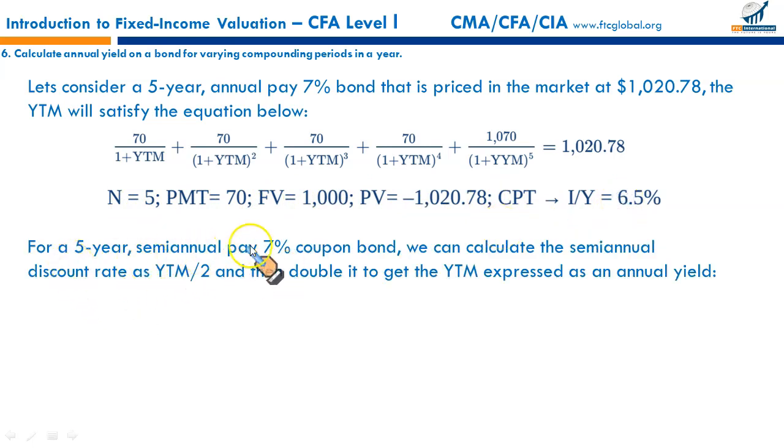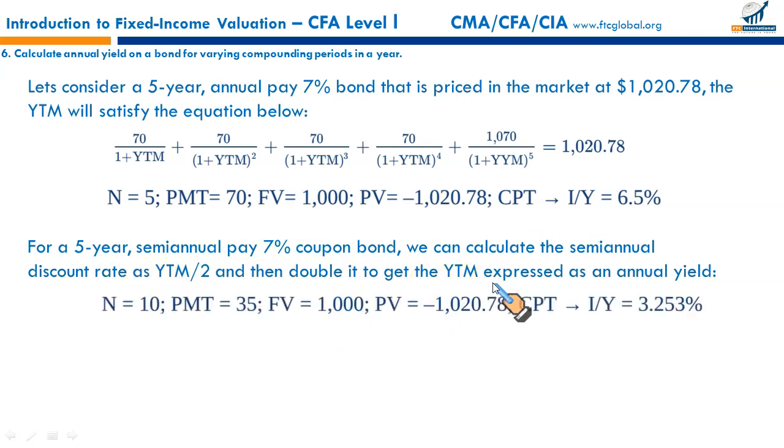Now, for a 5-year semi-annual 7% coupon bond, the maturity is the same, the coupon payments are the same, but it's a semi-annual pay bond. We can calculate the semi-annual discount rate and then double it to get the YTM expressed as an annual yield. How do we do that? We have done many questions like these. 5 times 2 is 10. The coupon payment will be 7% of par, that is 70 upon 2, 35. The face value is 1000, and PV is the current price we just discussed a little while ago.